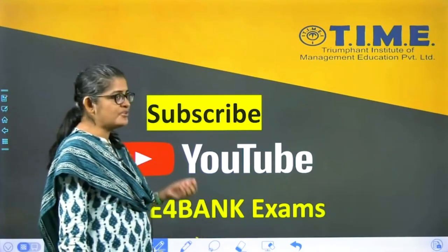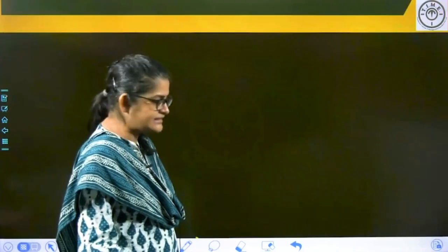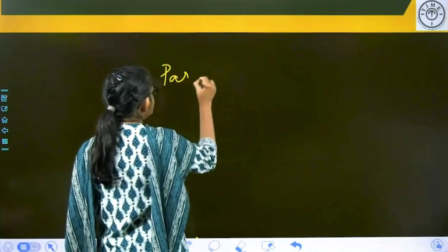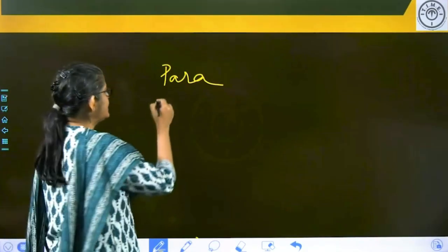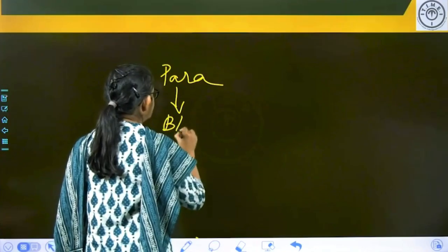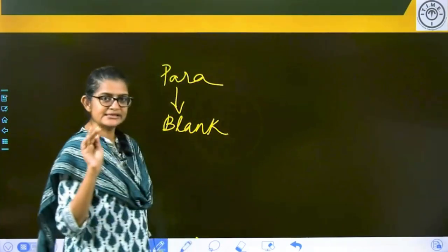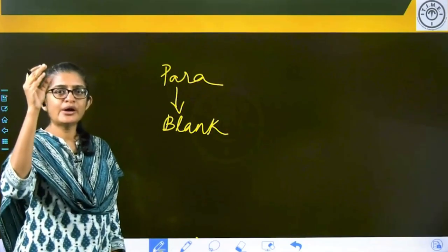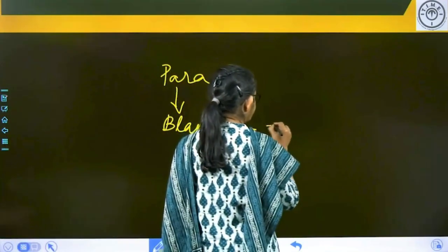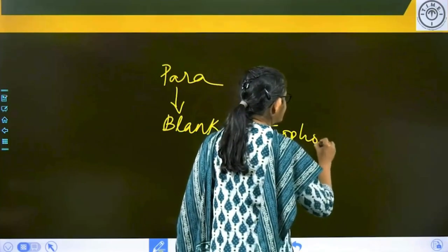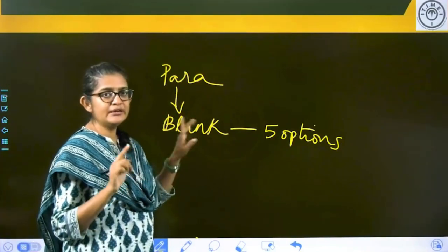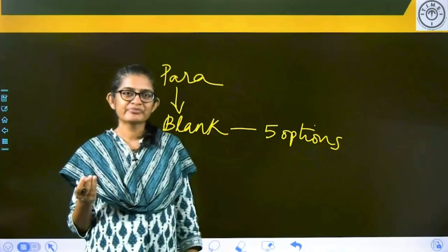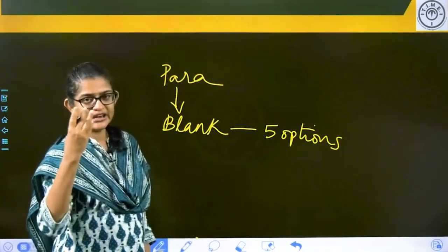Okay. So, now para completion. In this question type, you have a paragraph given to you. A short para of like 3 to 5 sentences is given to you, and then you have a blank. This is para completion, and then you have 5 options. From these 5 options, you have to find the sentence that fits into the blank. Now, the blank can be anywhere in the para.